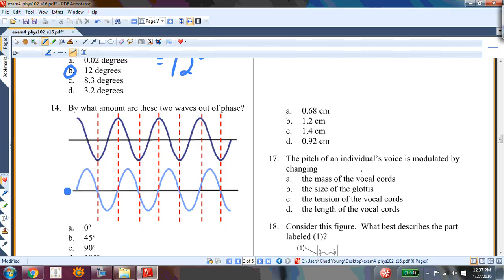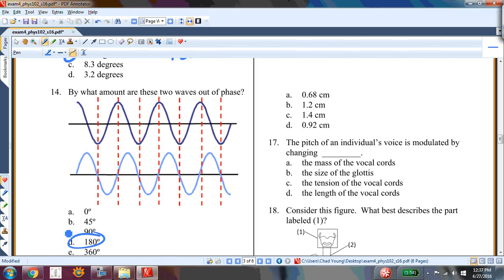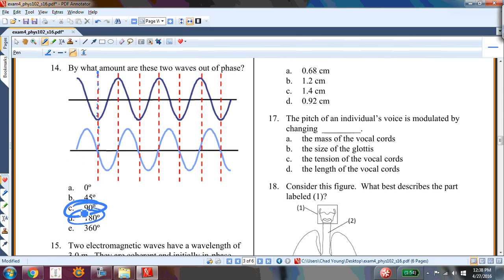By what amount are these two waves out of phase? Well, they're shifted by a half a wavelength, and so they're out of phase by 180 degrees. But it's sort of hard to tell how much they're shifted. Oh, actually, no, I'm sorry. Let's see. They're not shifted by a half wavelength. They're shifted by a quarter wavelength, so it's actually 90 degrees. So C is the right answer.